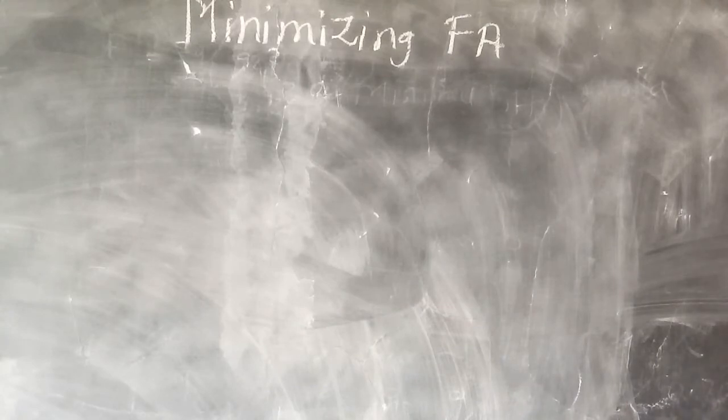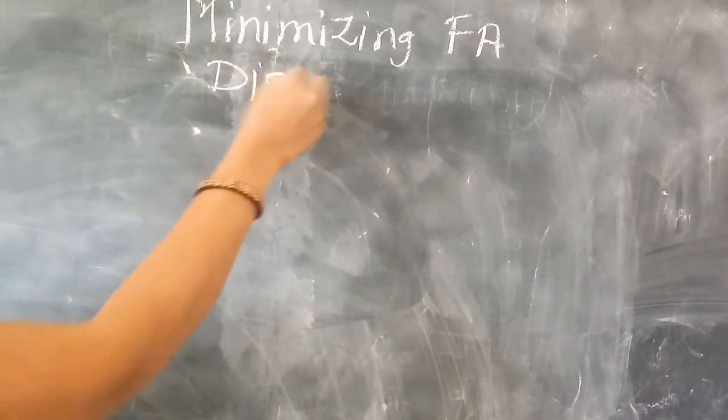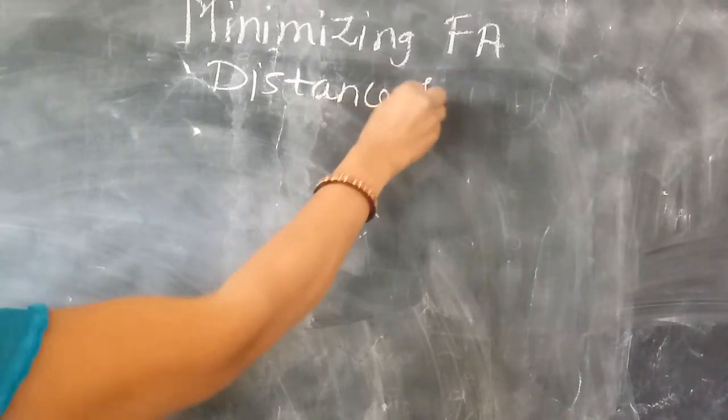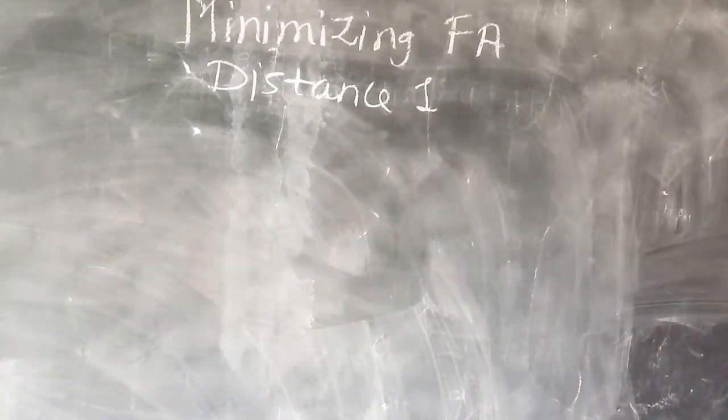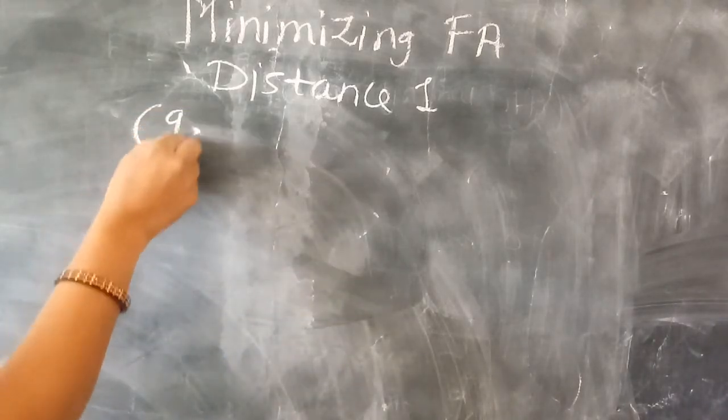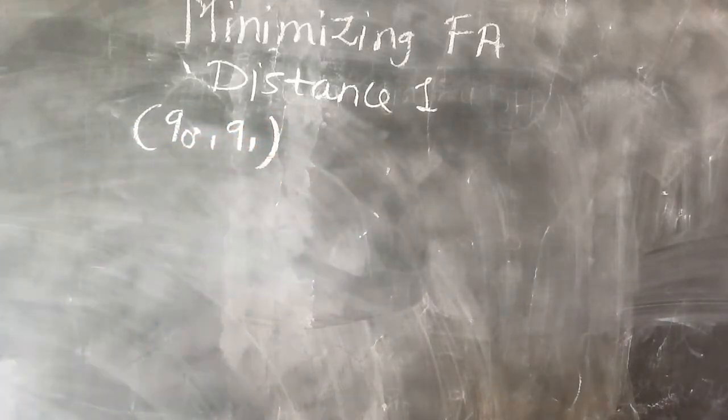The next step is to find distance 1. What is it? You have to find distance 1 between q0 and q1. Okay, remember the diagram and the empty boxes; we have to find for distance 1. So there is a step q0 q1 for which you have to find distance 1.